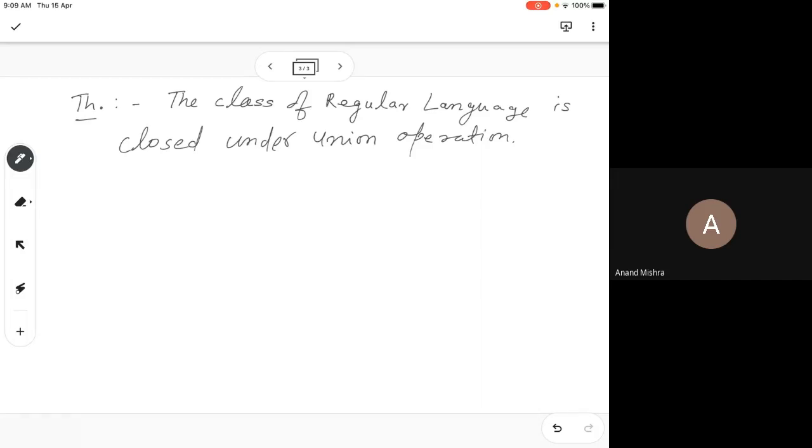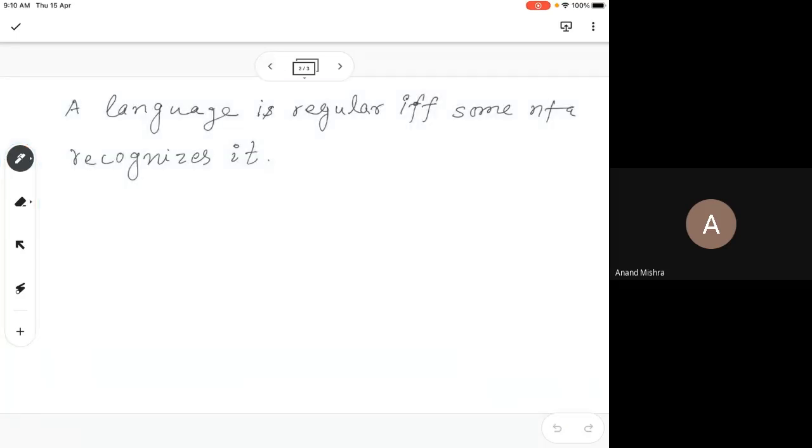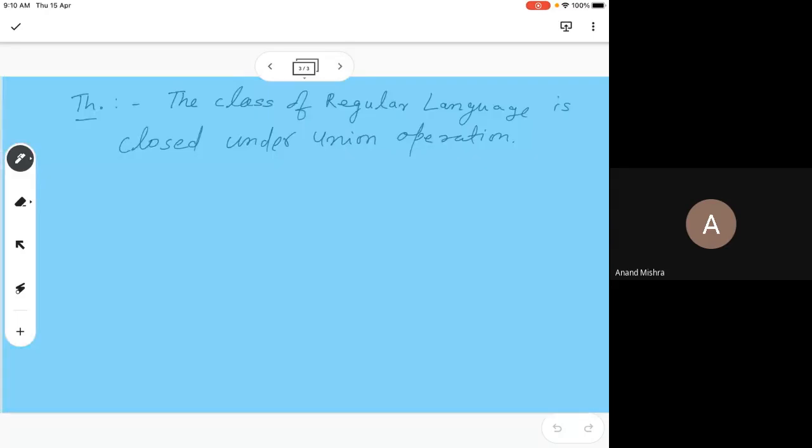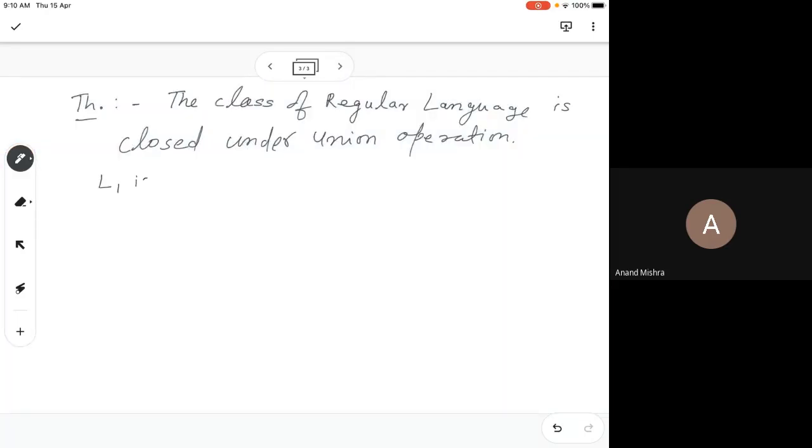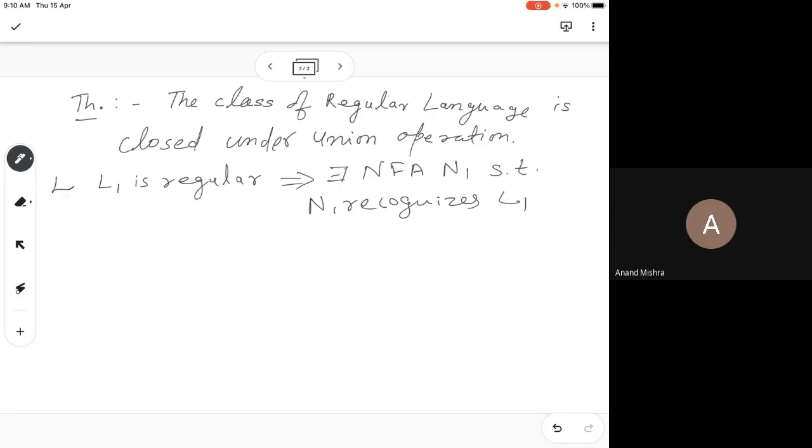But now we have the previous theorem, which says that a language is regular if and only if some NFA recognizes it. So from this logic, let's say if L1 is regular, that implies there exists an NFA, say N1, which recognizes L1, right? Similarly, suppose L2 is regular.